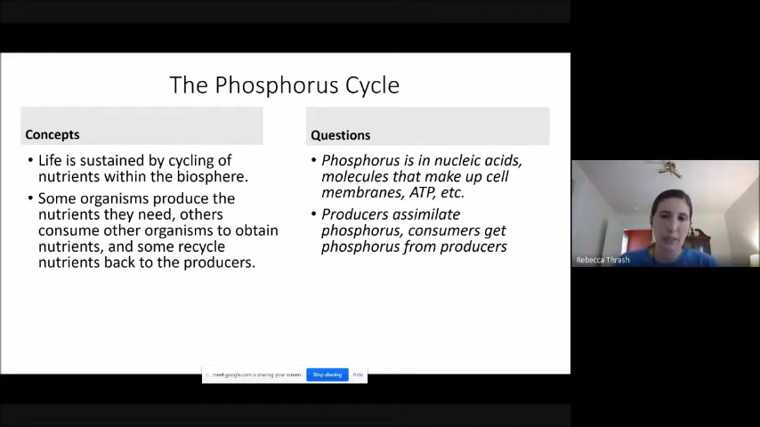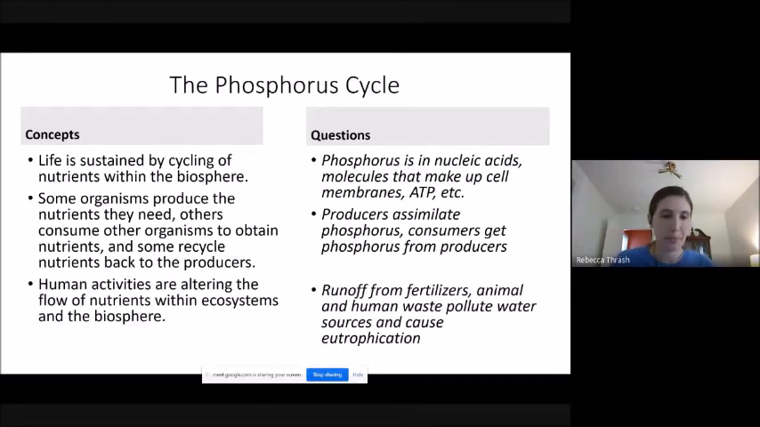So the producers in the phosphorus cycle are going to be the ones that are assimilating phosphorus from the cycle, and that allows all the other consumers to get their phosphorus. Major human activities that are altering the flow of nutrients are going to be our mining and our runoff of fertilizer, as well as animal and human waste. All of those things potentially pollute water sources and can cause those population booms of algae that I was talking about, making the pond really green. That causes something called cultural eutrophication, and you'll talk more about that in the water pollution unit.